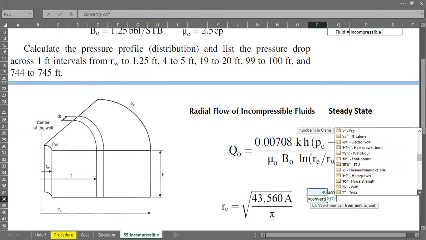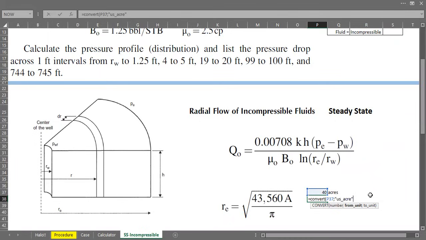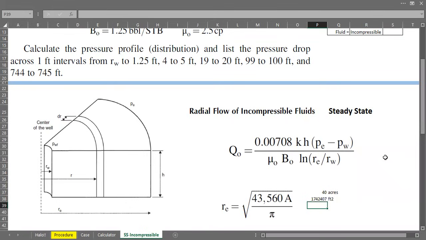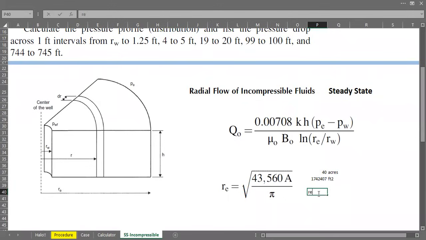Yeah, you can convert the unit using this function in Excel. Okay, acres, I think this one, US acre. This one, US acre. Okay, change it to square foot, I mean. Okay, so this one, and then let's find the drainage radius.